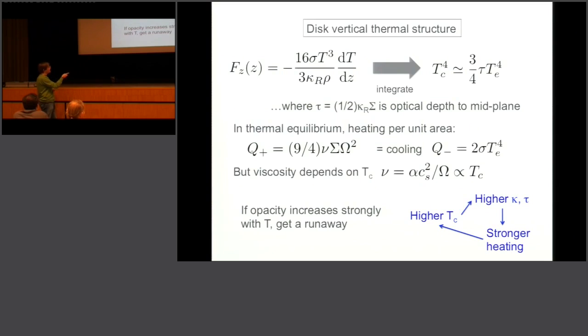And the relationship is very simple. The fourth power of the central temperature is the fourth power of the effective temperature multiplied by a factor, which is the optical depth between the surface and the midplane of the disk. So this tau here is the opacity times half of the surface density, reflecting that optical depth between the photosphere and the midplane. So this is actually a sort of important relationship for other things which we're interested in.